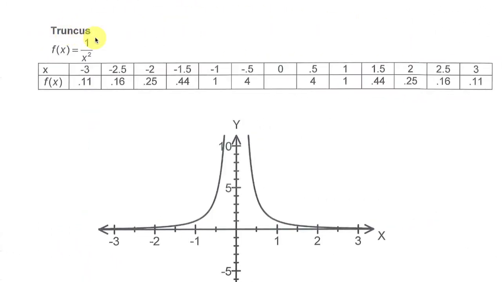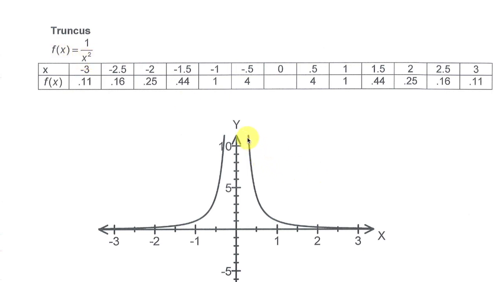Okay, so looking at the truncus, we have f of x equaling 1 over x squared. Take a look at the graph straight away. It's a similar type of curve to the hyperbola, except we have both of the curves on the left-hand side and the right-hand side being above the x-axis. And the reason for that is because of the squaring component. So even if you threw in a negative value here for x, when you square it, it will become positive, so we'll have 1 divided by a positive, meaning that the overall result will be positive.